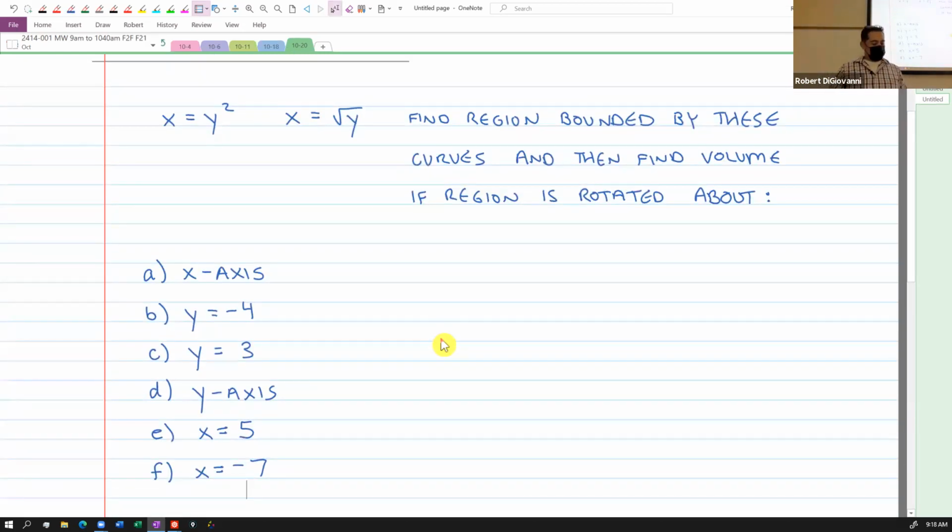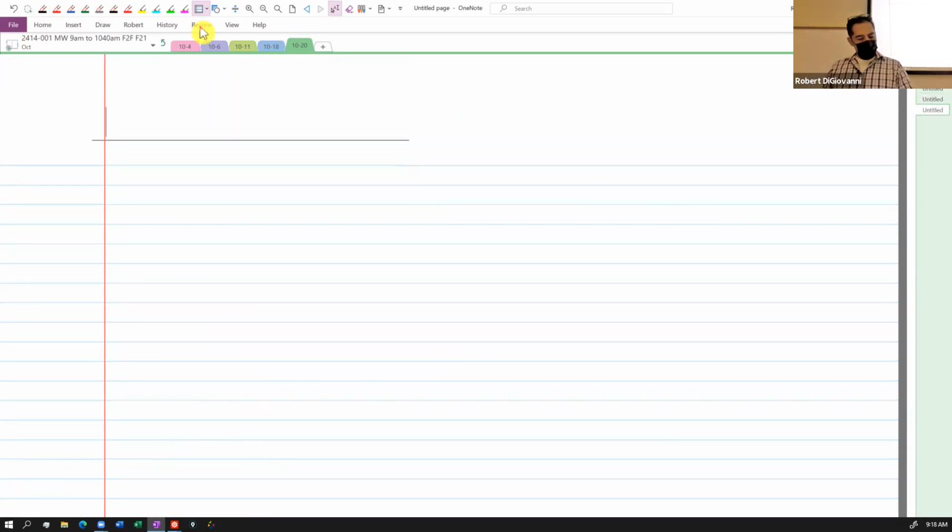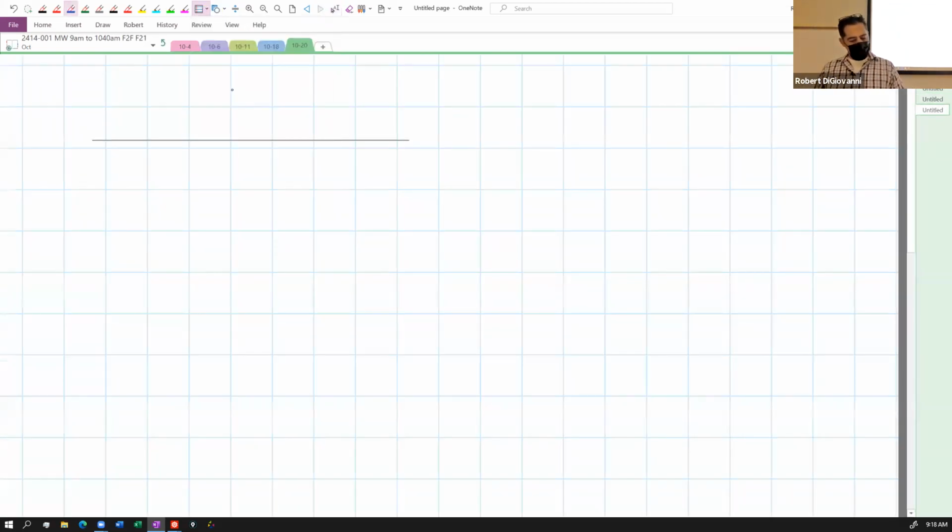So this might be a good time. Well, no, not right now. We're not going to do it right now. Okay, so here we go. I'm going to go and try and graph this. And maybe I'll take a little bit of time to make sure I get it right. So we have x equals y squared. That'll be the blue one. The other one is x is the square root of y.